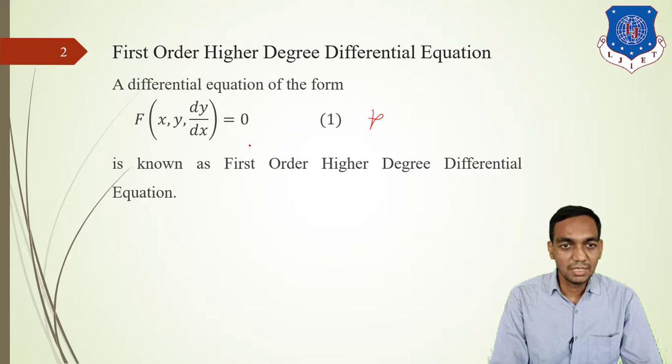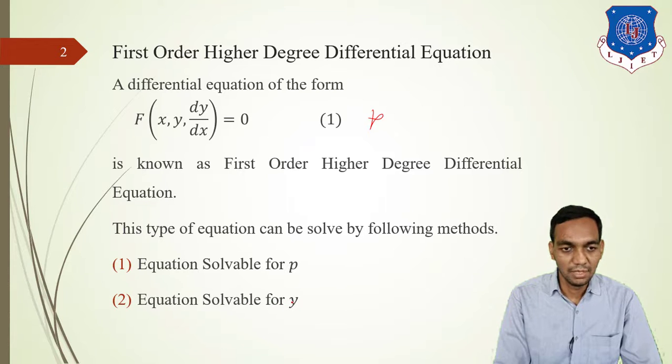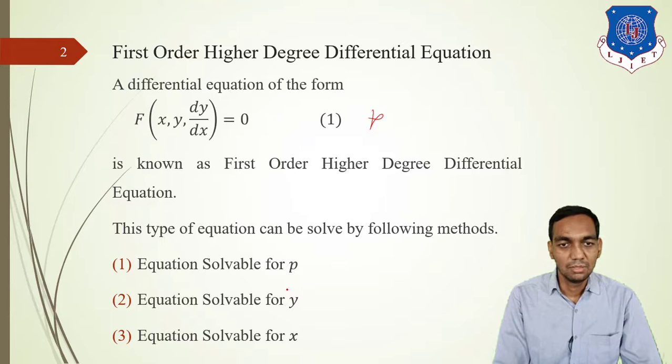Now, there are three cases. It can be solved by three methods. First one is equation solvable for p. Second one is equation solvable for y. And the third one is equation solvable for x. Now, in today's session, we are going to start with an equation solvable for p.